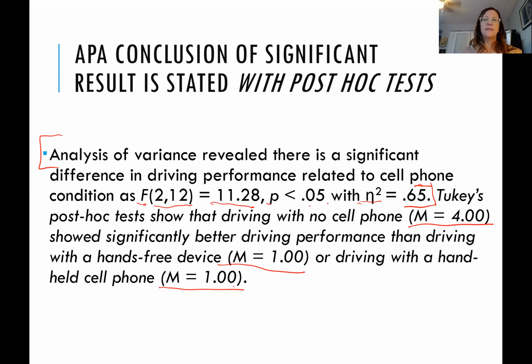So if your test is not significant, you would just stop right after this 0.65, and that would end the sentence, and you'd be done. But because it was significant, then we have to provide the results of the Tukey post hoc tests. So that's how you write the APA conclusion.